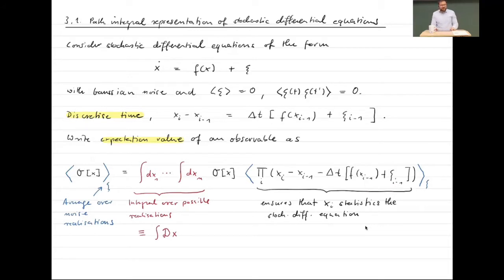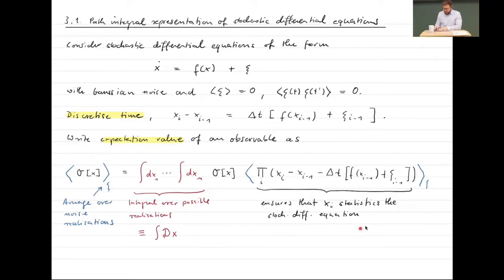What is on the right-hand side in this equation looks pretty complicated, but it's not that complicated. So let's have a look at these different terms. In the first term on the right-hand side, the red term, we just integrate over all possible realizations that a stochastic trajectory can take.